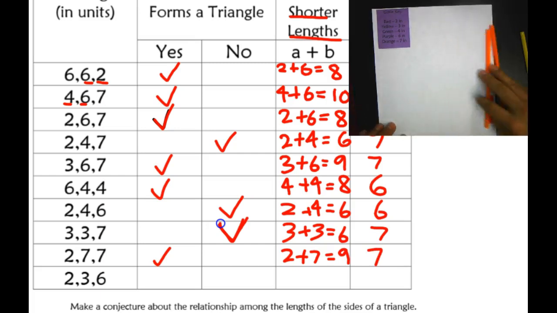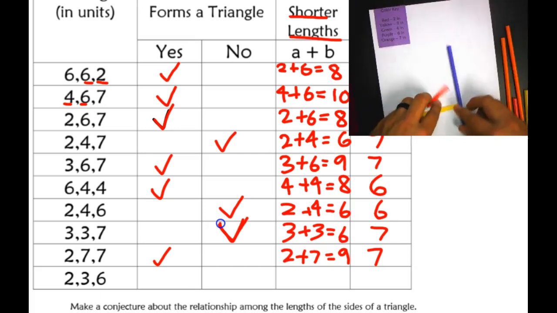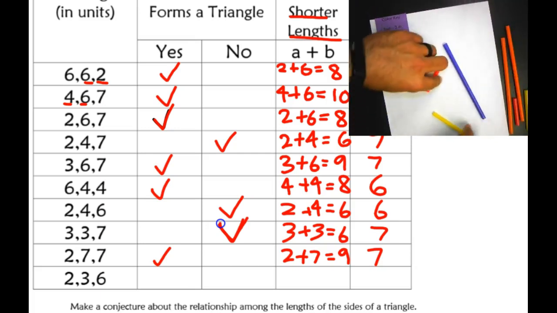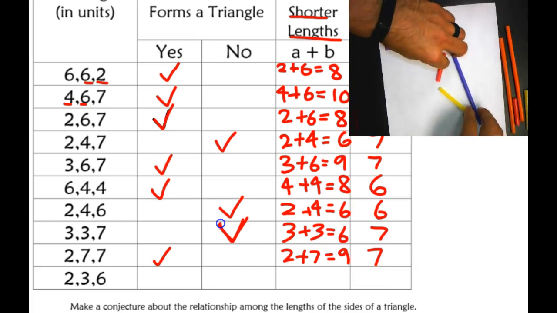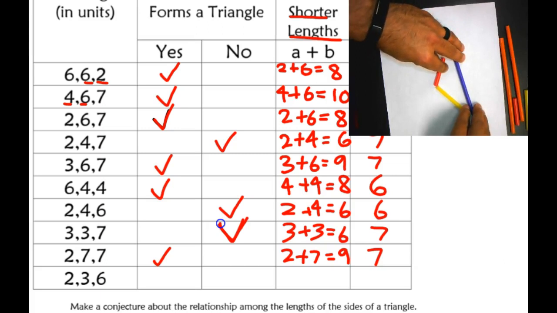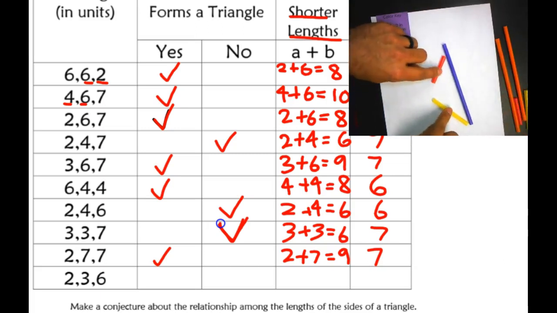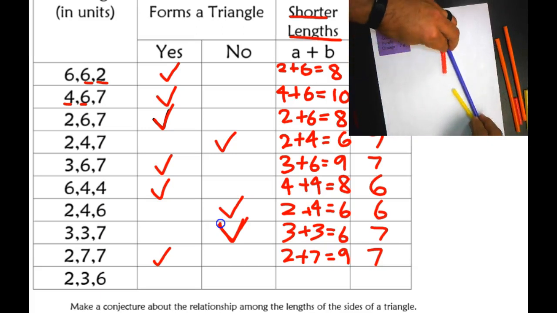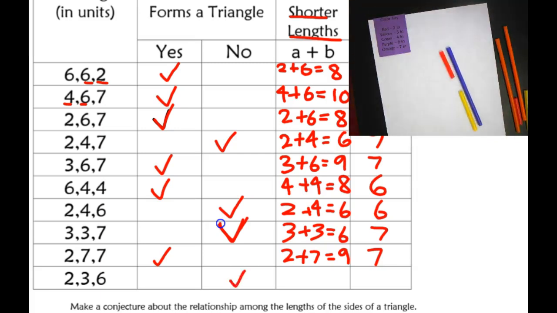Last one, 2, 3, and 6. We got red, yellow, and purple. So who thinks that makes a triangle? You sure? Check it out. Tricked you. That doesn't work. All right, so again, does not make a triangle if you keep it at the end there. Okay? So that's a no. 2 plus 3 is 5, and the c is 6.